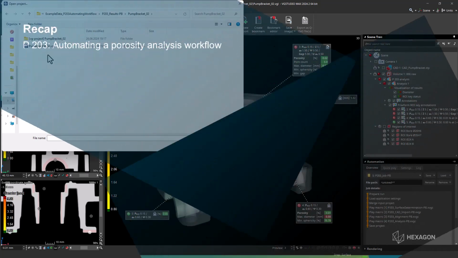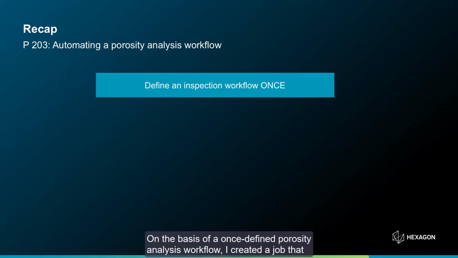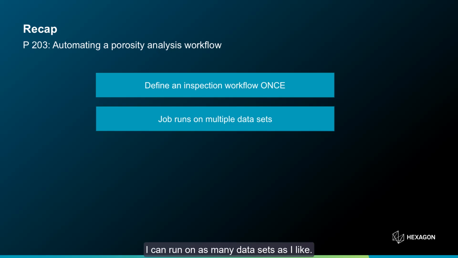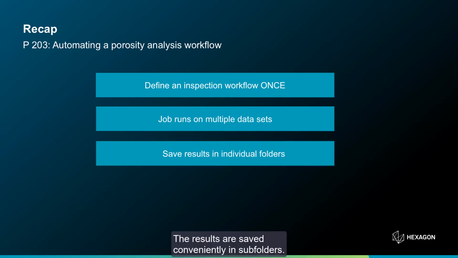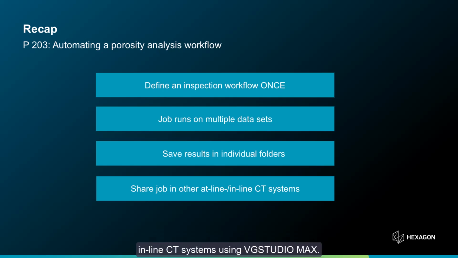And that's it. In this video, I showed you how you can speed up CT inspection processes in foundries by automating your porosity analysis workflow. On the basis of a once-defined porosity analysis workflow, I created a job that I can run on as many data sets as I like. The results are saved conveniently in subfolders. And the job file contains all related files and data, which allows you to easily share it with colleagues and customers for its use with other at-line or in-line CT systems using VG Studio Max.